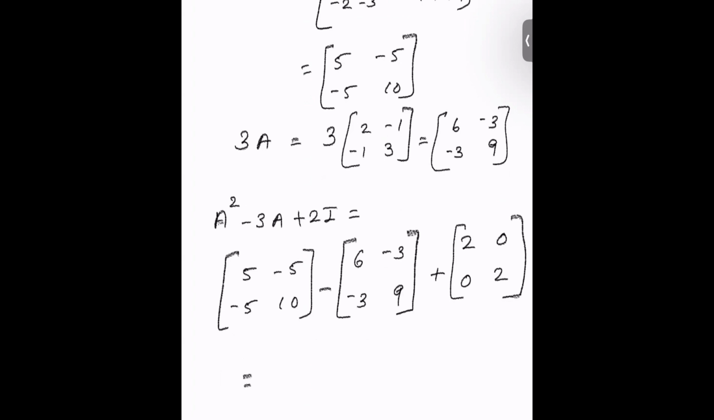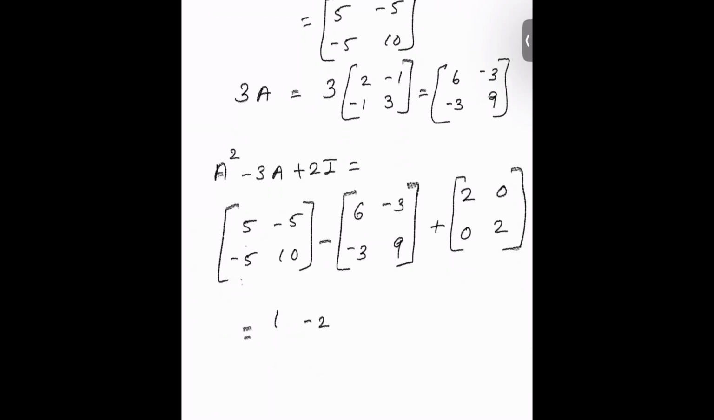Now let's calculate. What I'll do is plus 5 plus 2. 5 plus 2 is 7. 7 minus 6 is 1. Now minus 5. Here it's minus 5 plus 3. That minus 5 plus 3 is minus 2. Then here minus 5 plus 3 is minus 2. 10 plus minus 9 is 10 minus 9 is 1. Right? 10 minus 9 is 1. 1 plus 2 is 3. This is what I am getting.